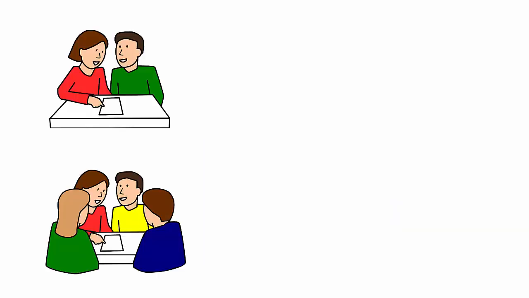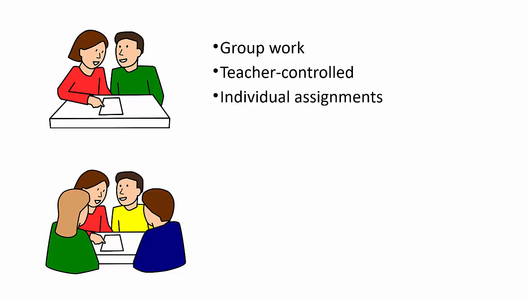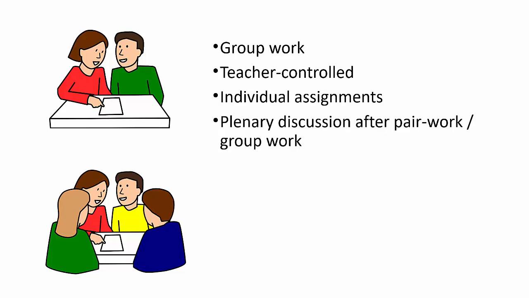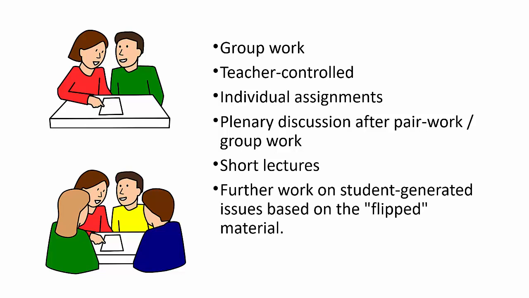With regard to the class activities, remember that they should be based on the resources and tasks the students have viewed at home, and should trigger active learning and deep learning. You can achieve this through group work with issues based on the flipped material, teacher-controlled summarizing where you have formulated questions, individual assignments to be solved and discussed in groups, plenary discussions after pair work or group work, short lectures where you explain difficult concepts or theory based on what the students think is difficult, and further work on student-generated issues based on the flipped material.